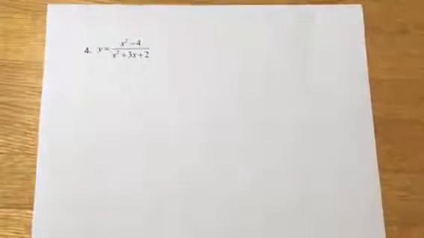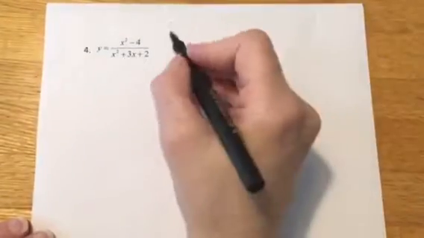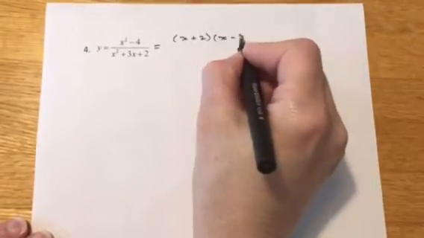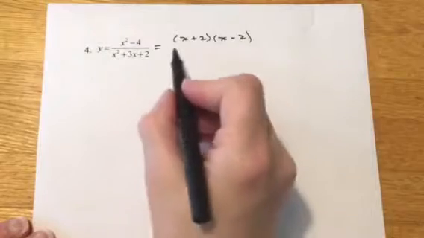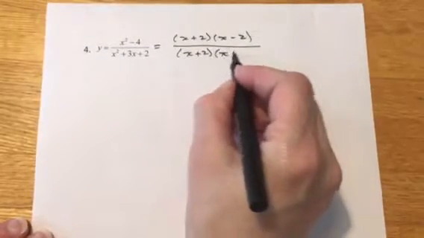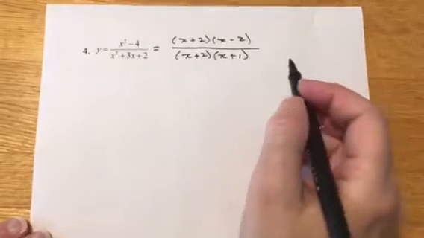Okay, so again, we have one more rational function. I'm going to start by factoring. The top does factor as the difference of two squares, (x + 2)(x - 2). Your denominator will factor to be (x + 2)(x + 1). Now again, here's one where you have to be a little bit careful.